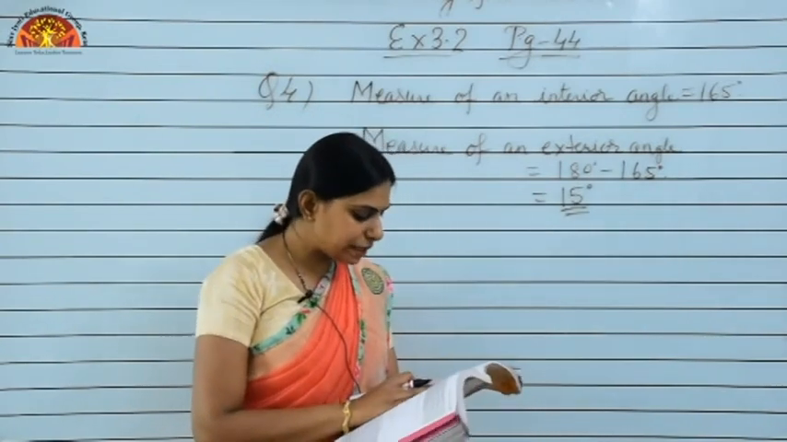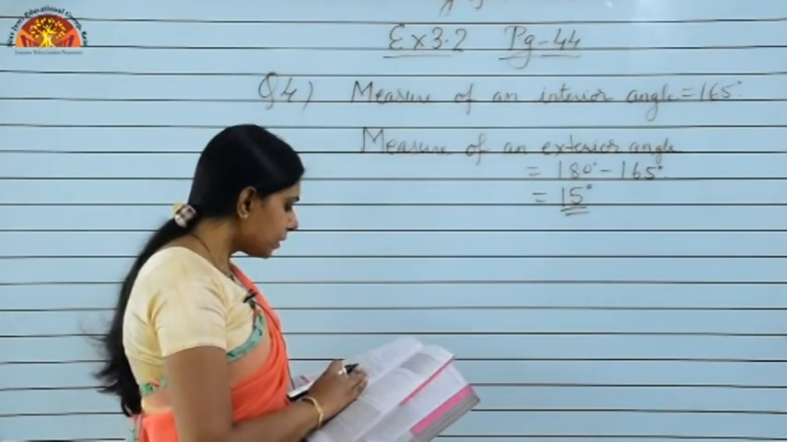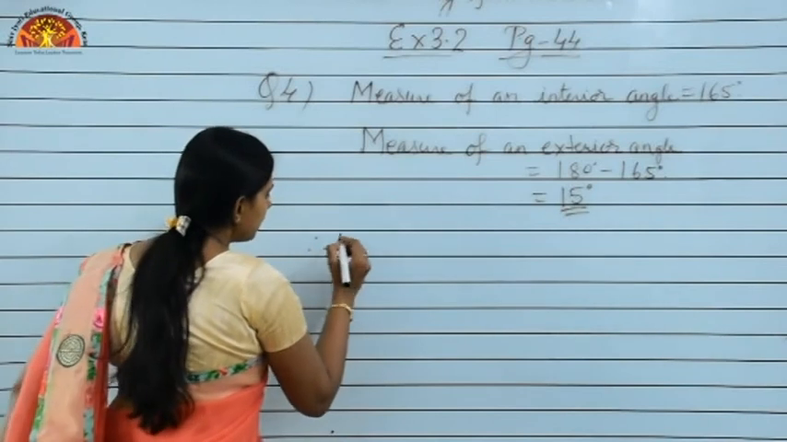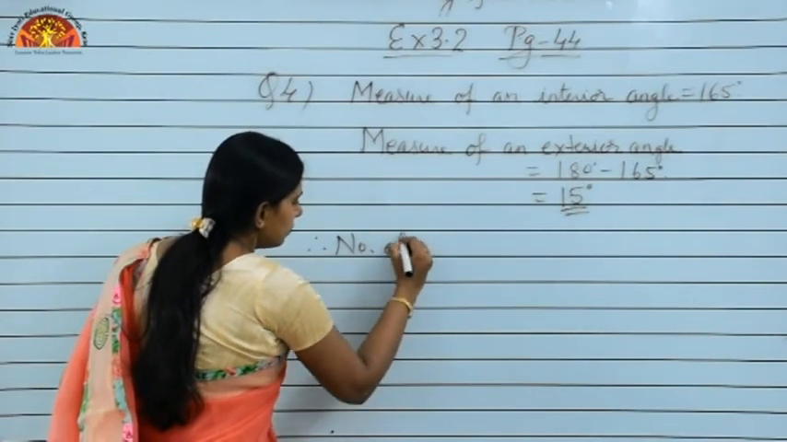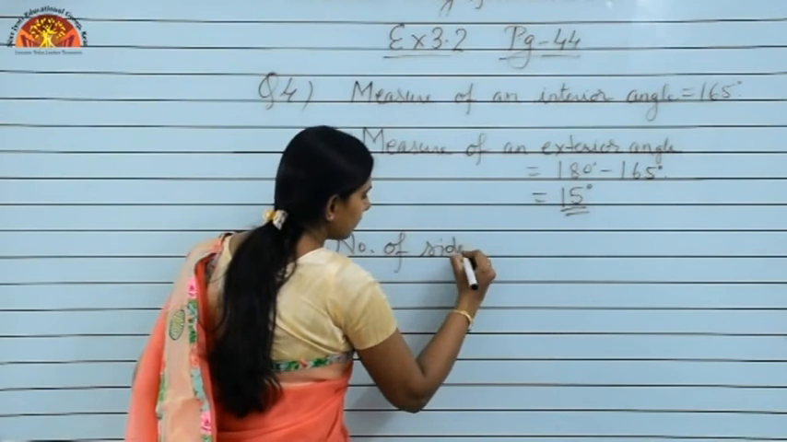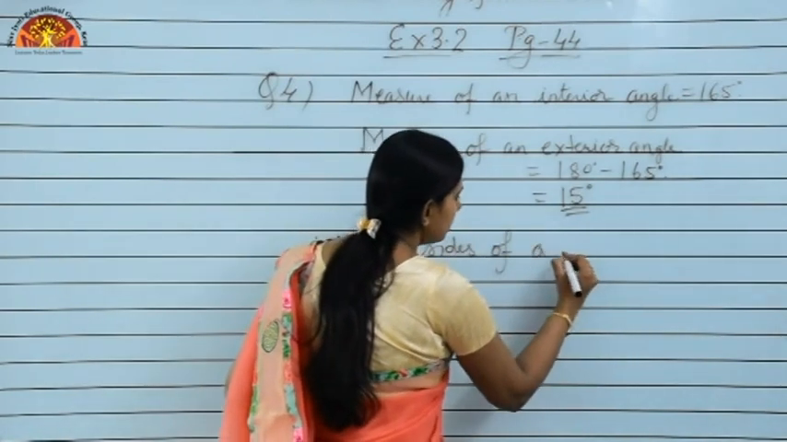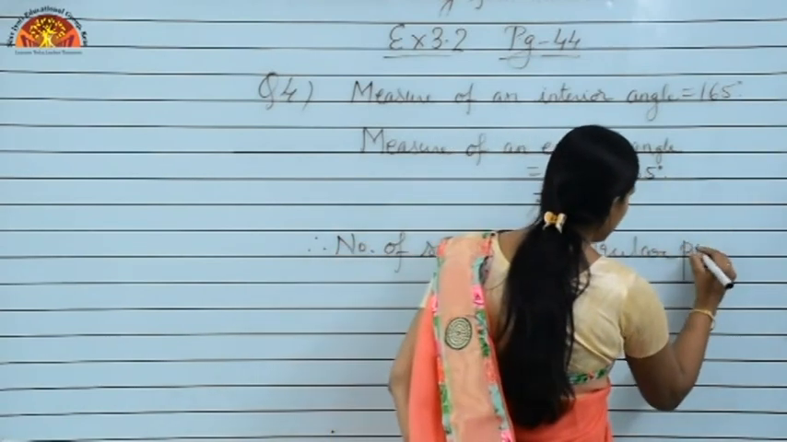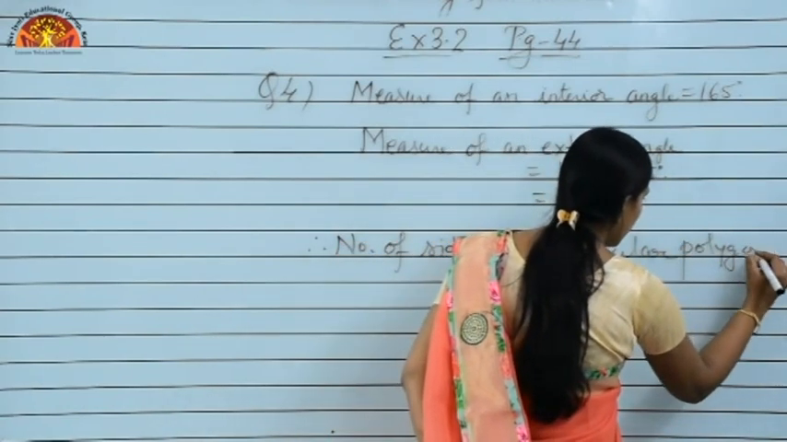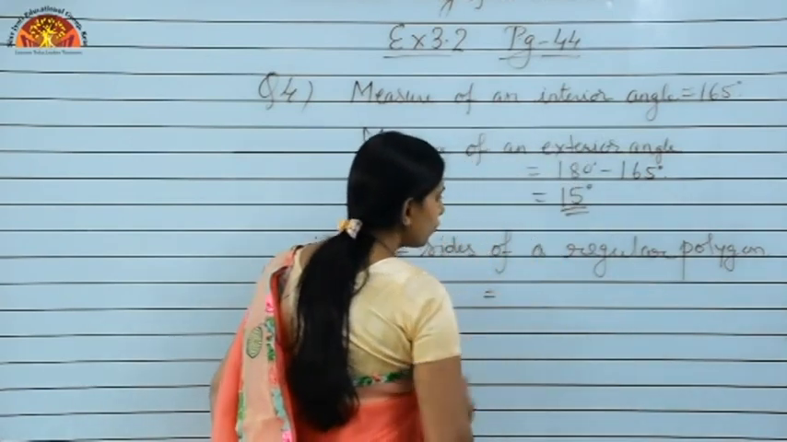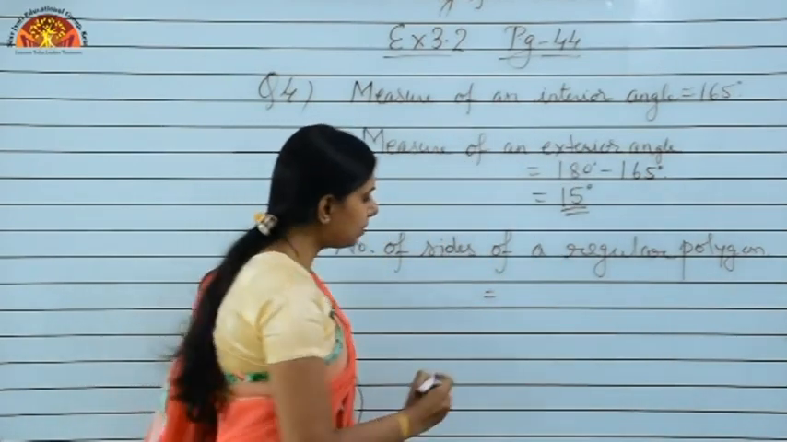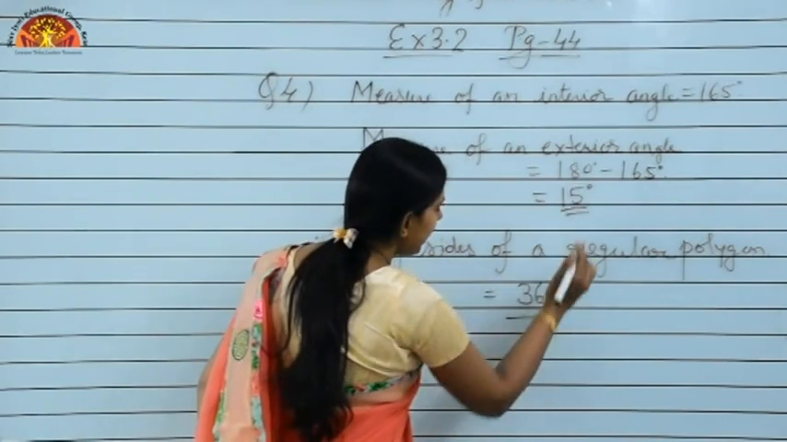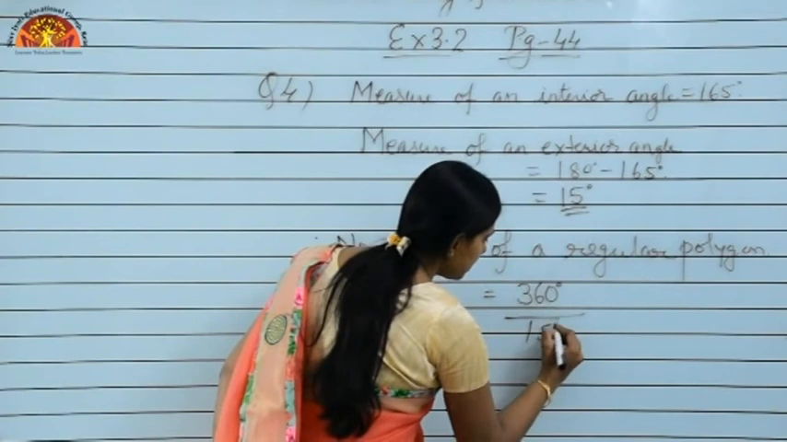Now what you have to determine? You have to determine the number of sides of a regular polygon. So therefore the number of sides of a regular polygon will be the sum of the measures of all the angles of the quadrilateral, which is 360 degree, upon the measure of an exterior angle, that is 15 degree.